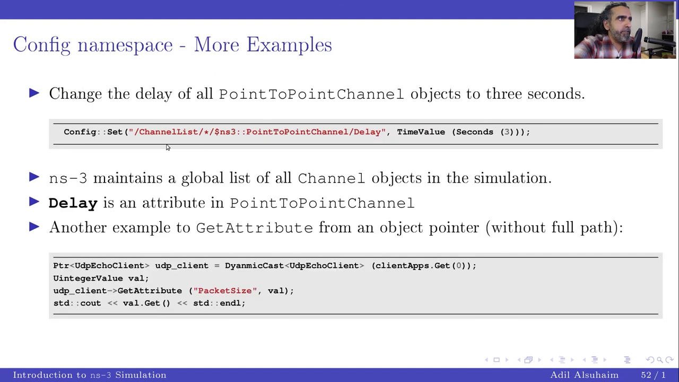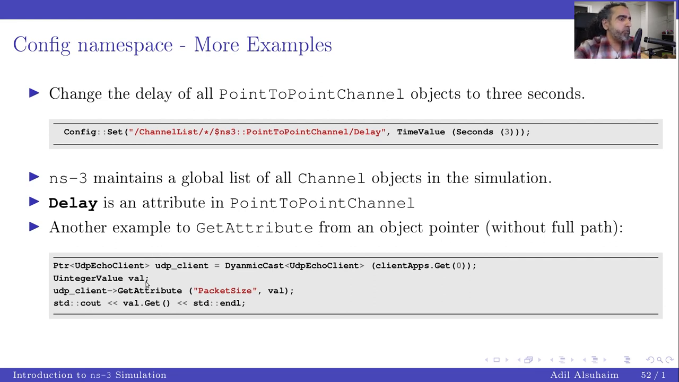There's another example. If you want to set the channel property, there is a global list of channels in NS3, star all the channels that are of this subclass and the Delay attribute, and I want to use set, and basically TimeValue is Seconds(3). I want to change the delay to 3 seconds, which is very long, but yeah, you could do that.